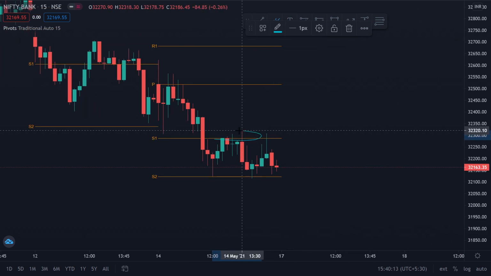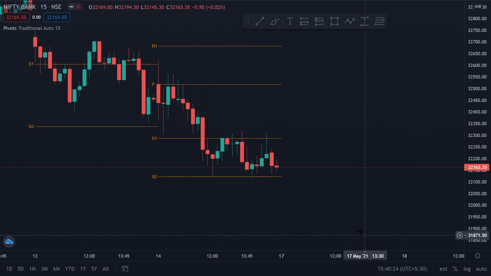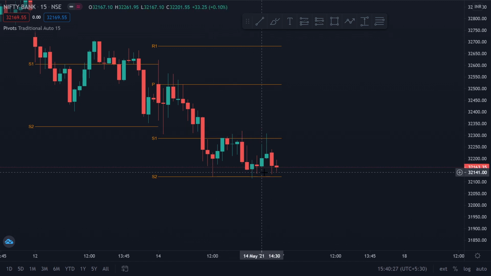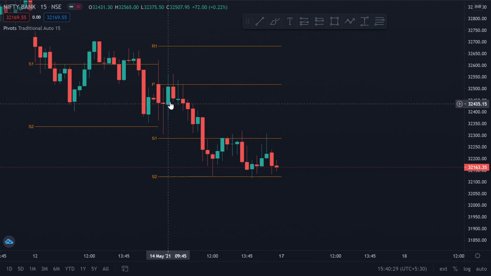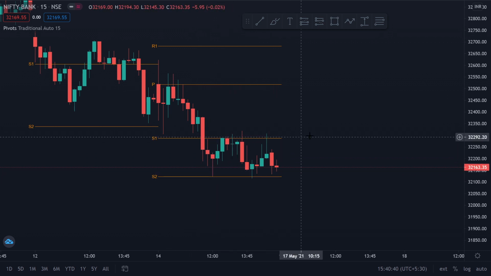You can see that it faced resistance at S1 point, and then it was never able to close above this point here. So clearly S1 was acting as a strong resistance this time, and you can see again there was a rejection, again S2 acted as a support. So price first took resistance from the P point, broke through, closed below S1, and then could not close below S2, could not close above S1. So it was oscillating between S1 and S2 itself. So you can see how beautifully pivot points were respected today in the market.